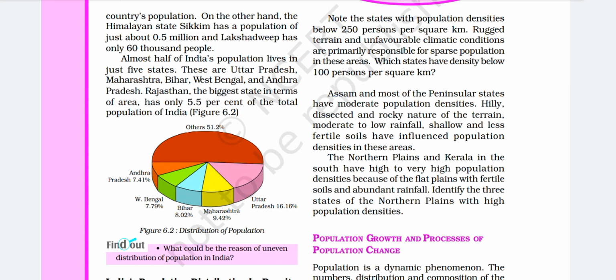Almost half of India's population lives in just five states, and these are Uttar Pradesh, Maharashtra, Bihar, West Bengal, and Andhra Pradesh. You know, there are 28 states in India, but still people want to live in these states. Why? Because these are the industrially developed areas, water supply is good, and the soil is also fertile. Rajasthan, the biggest state in terms of area, still has just 5.5% of the total population of India because it is a desert.